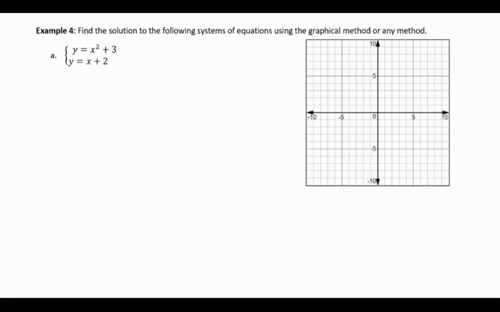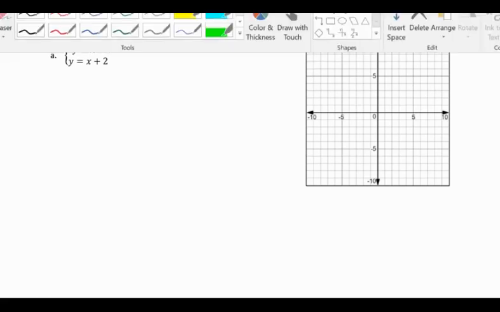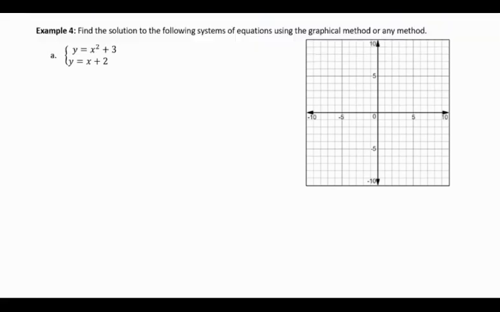Example 4, find the solution to the following systems of equations using the graphical method or any method. We're going to go ahead and graph. So for the first equation, we are going to create a table. You choose the values for your x. In this case, we're going to use -2, -1, 0, 1, and 2. And then y equals x squared plus 3.